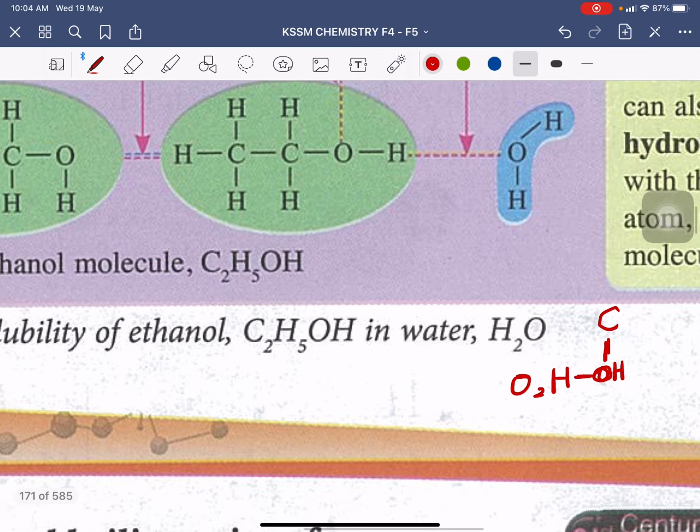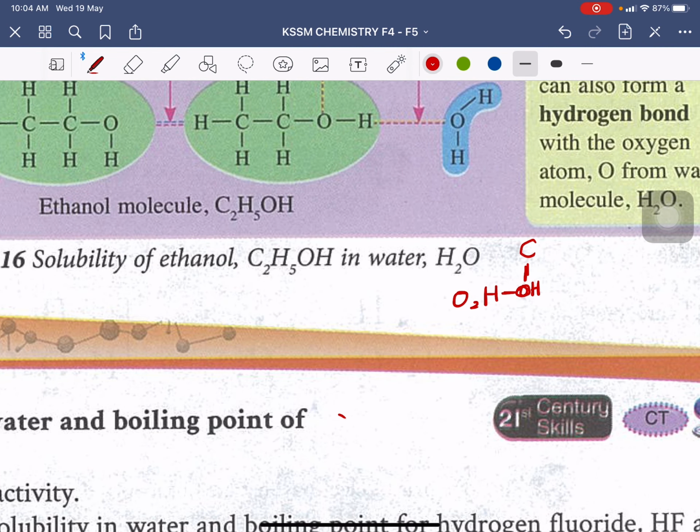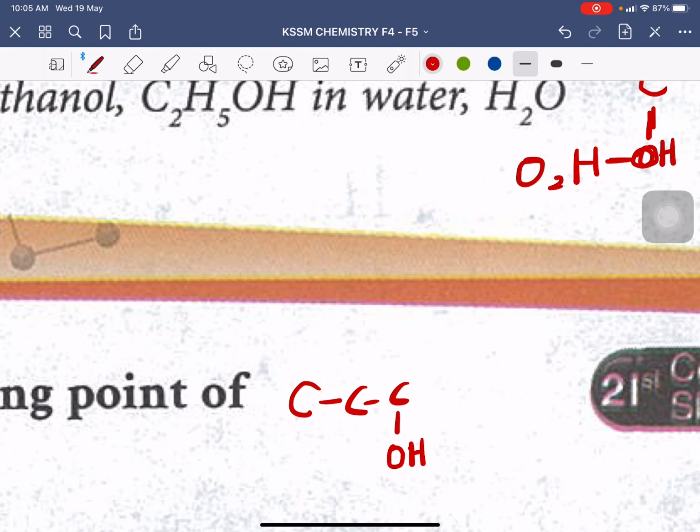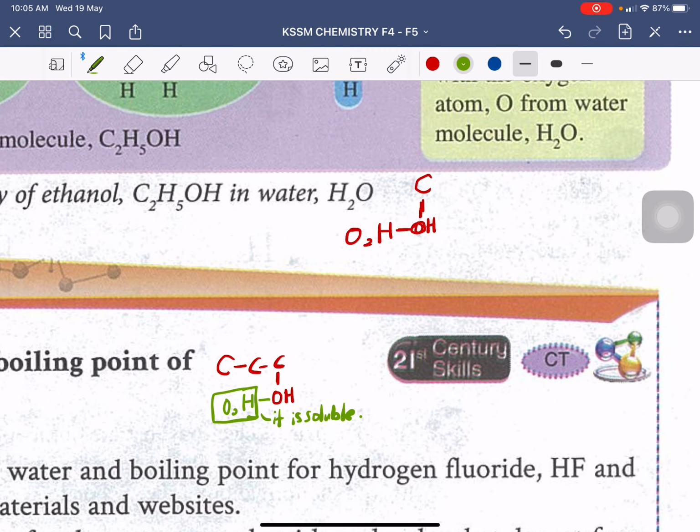So you remember, whenever you draw alcohol, the C bond must be bonded to the O, the high electronegativity atom, in OH, to the O, not to the H. Whenever you draw, you must remember this bond is to the O. Why? Because this O will form another hydrogen bond with the water molecule. Why does it form hydrogen bond? Because it is soluble in water, larut di dalam air. So that is the reason why.